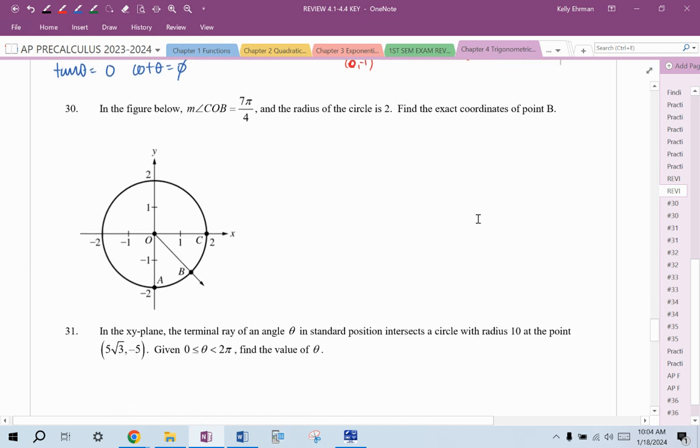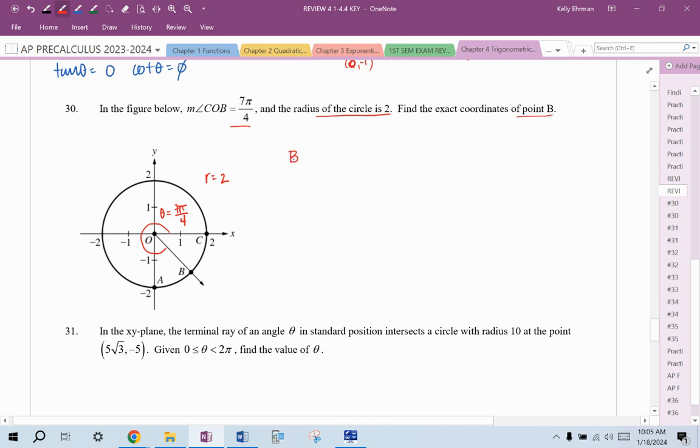In the figure below, the measure of angle COB is 7 pi over 4. So this theta is 7 pi over 4. The radius of the circle is 2. I can see that in the picture, by the way, but they did tell us that. So r equals 2. Find the exact coordinates of point B.